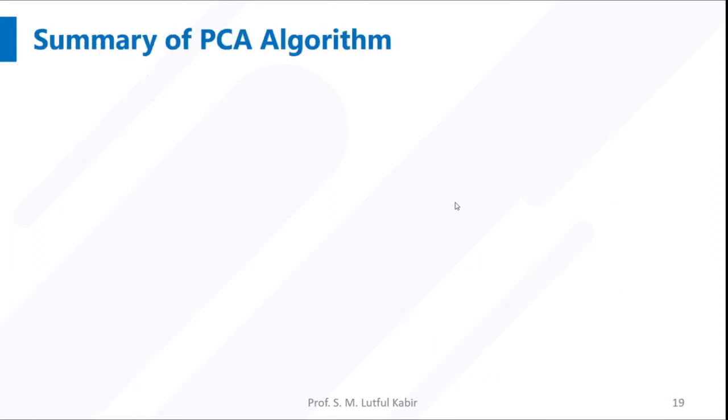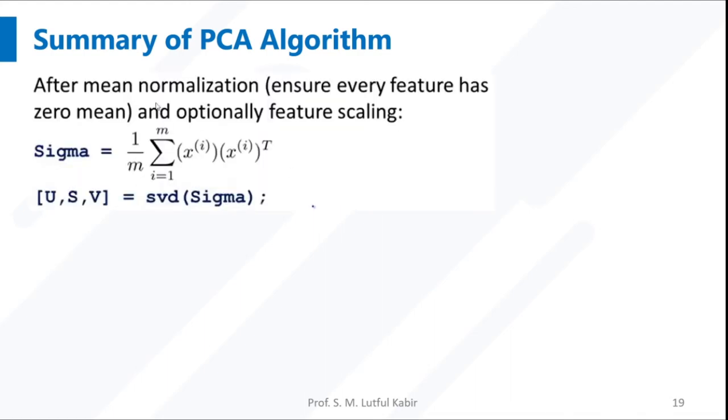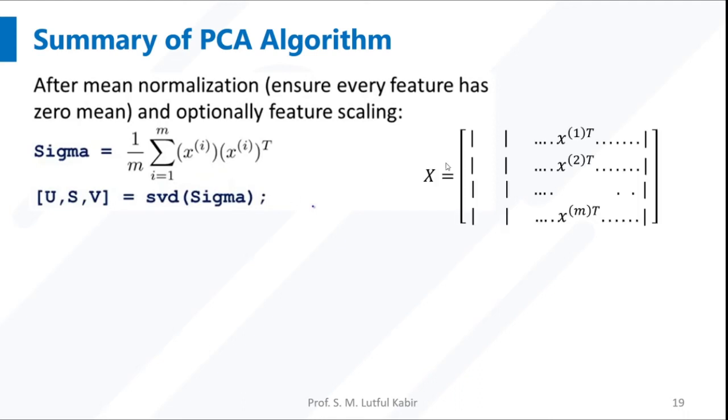If we summarize our steps, first of all, after mean normalization, ensure every feature has zero mean, and optionally apply feature scaling. Optionally means you may not need feature scaling if all values are within a comparable range, then you do not need the scaling part of the preprocessing. Then calculate sigma and calculate USV, and this is the matrix implementation.